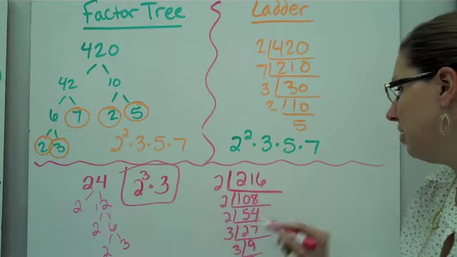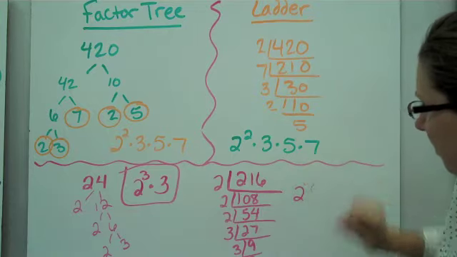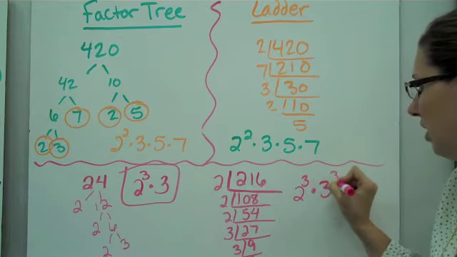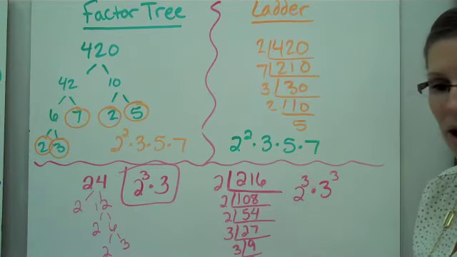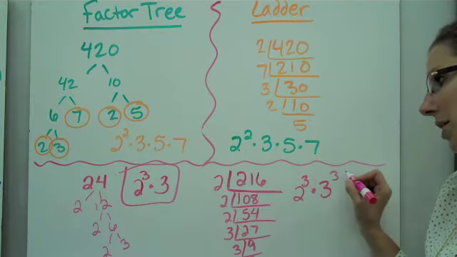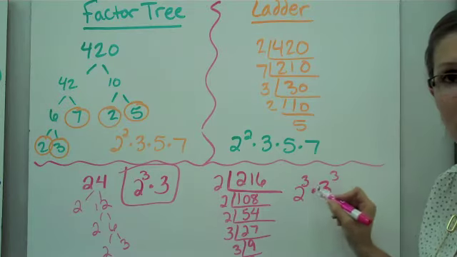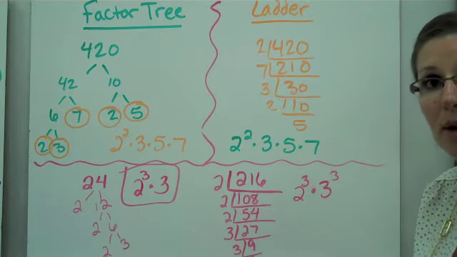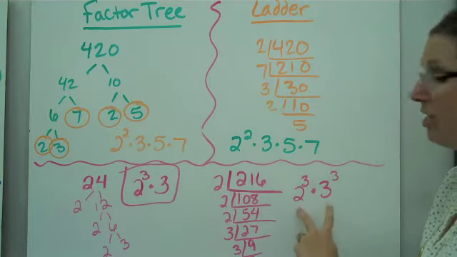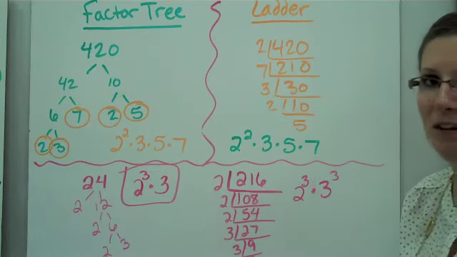So I've got 2 times 2 times 2, which is also known as 2 to the third power, times 3 times 3 times 3, which is 3 to the third power. So altogether my answer is 2 to the third times 3 to the third. This is also known as cubing a number, so I could say it 2 cubed times 3 cubed. That's my prime factorization of the number 216. Again, to check your answer, just type into your calculator 2 times 2 times 2 times 3 times 3 times 3, and that will give you 216.